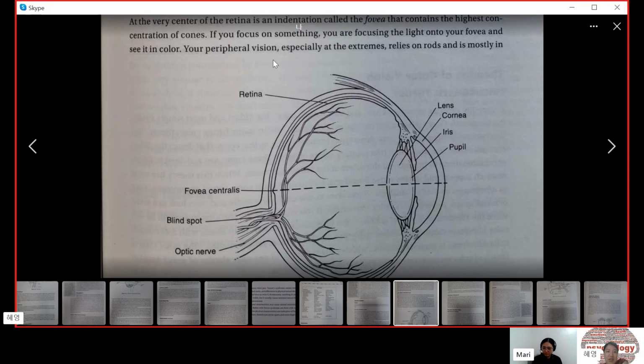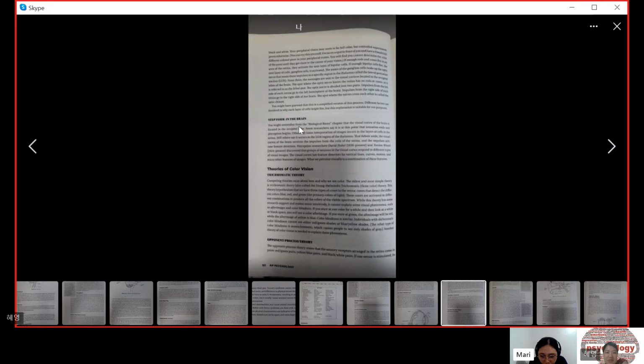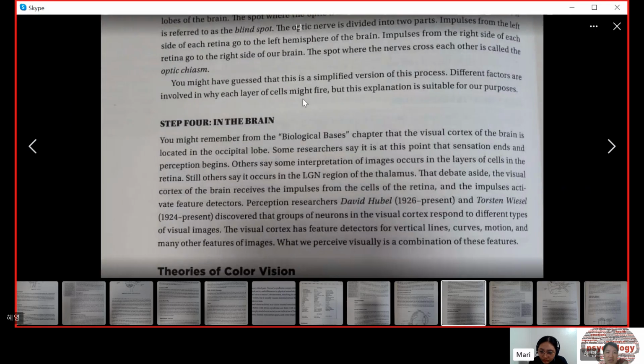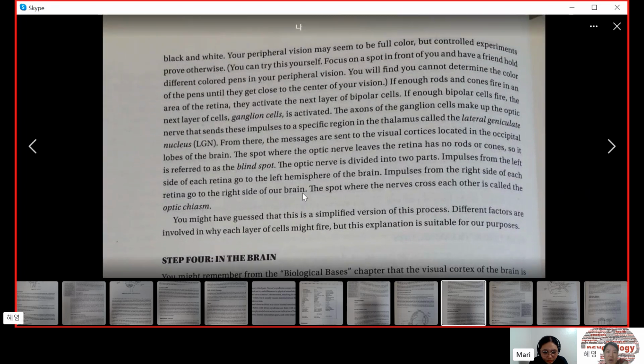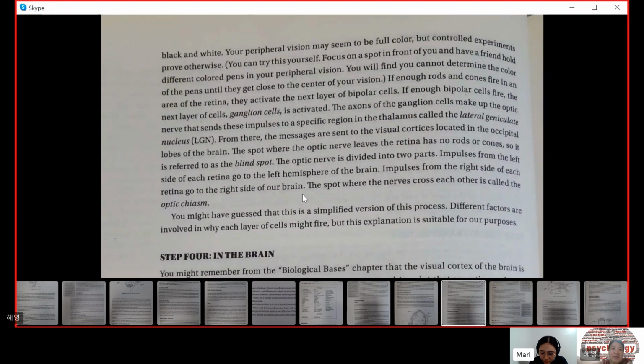Your peripheral vision, especially at the extreme, relies on rods and is mostly in black and white. Your peripheral vision may seem to be full color, but controlled experiments prove otherwise. You can try this yourself.